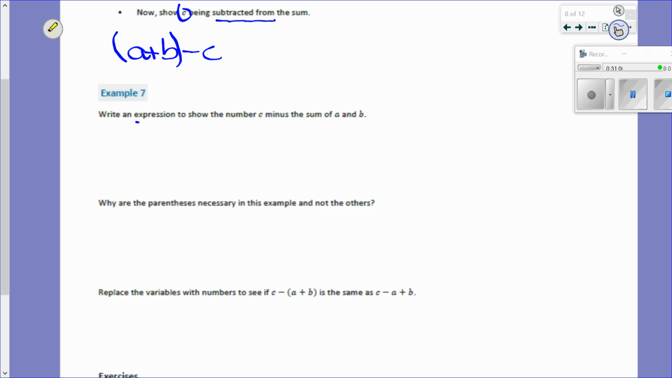So now we're going to do an expression to show the number C minus the sum of A and B.